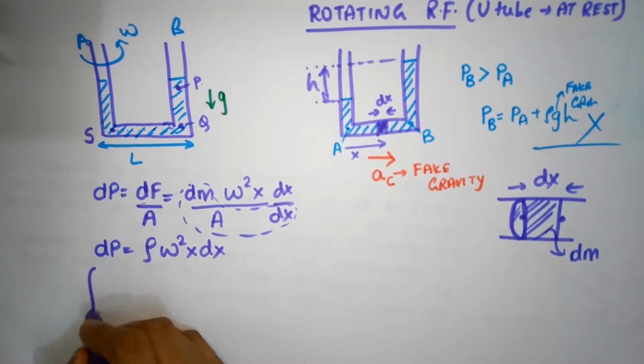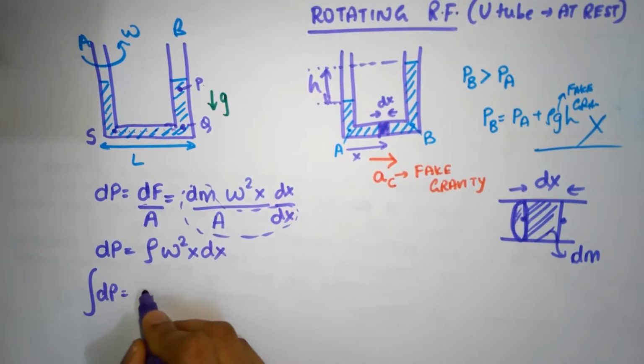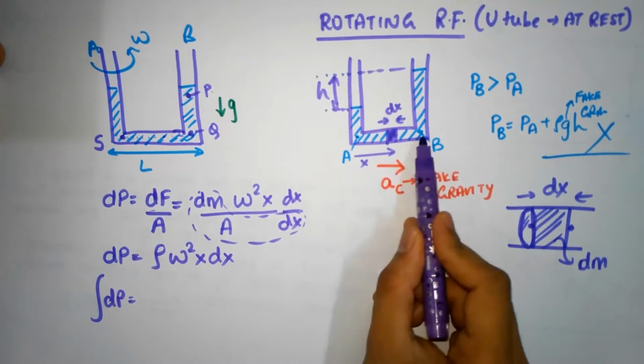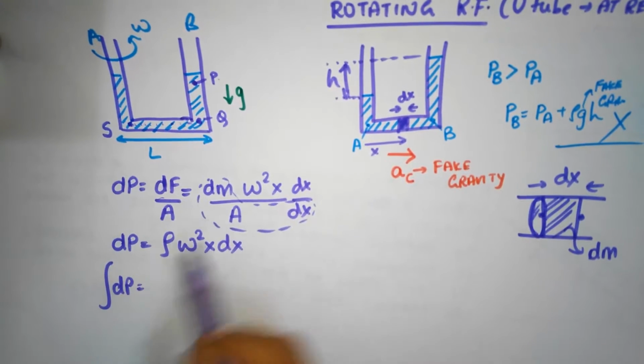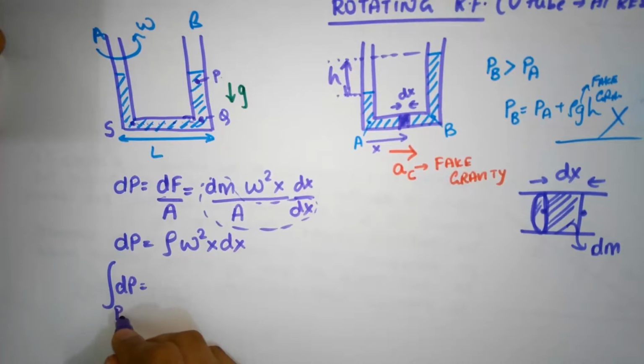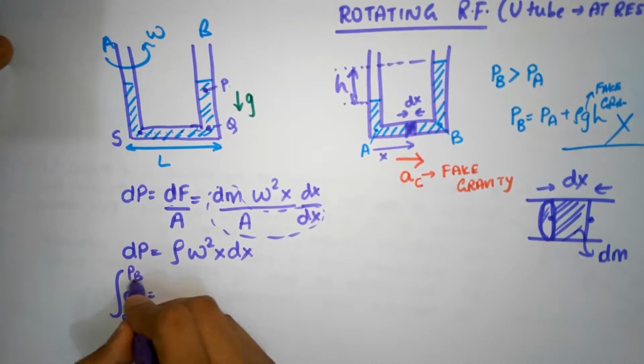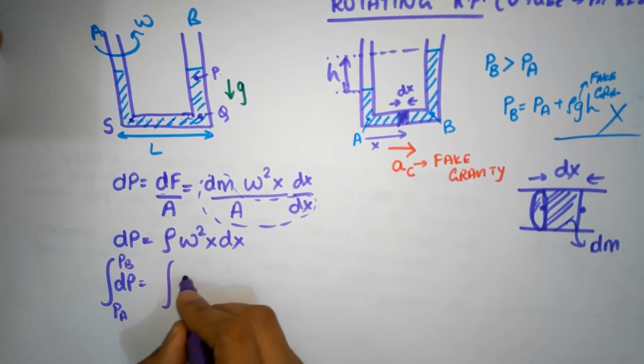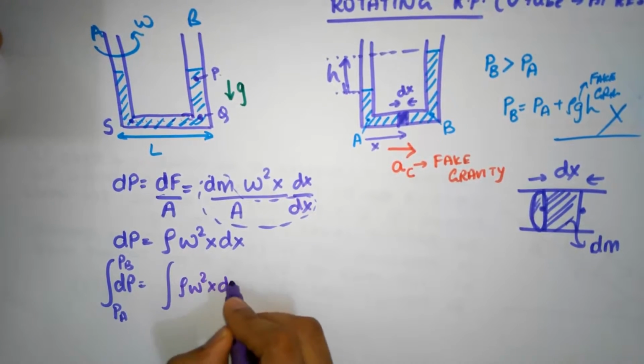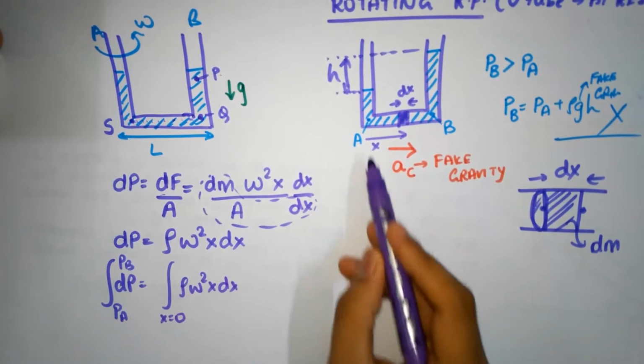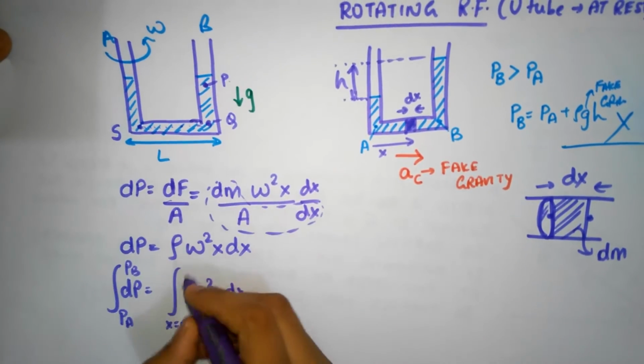So if we integrate this, we now get the difference in the pressure between these 2 points. I'm going to integrate from pressure at A to pressure at B, and that's going to be the integral of rho omega squared x dx from x equal to 0 to x equal to some length L.